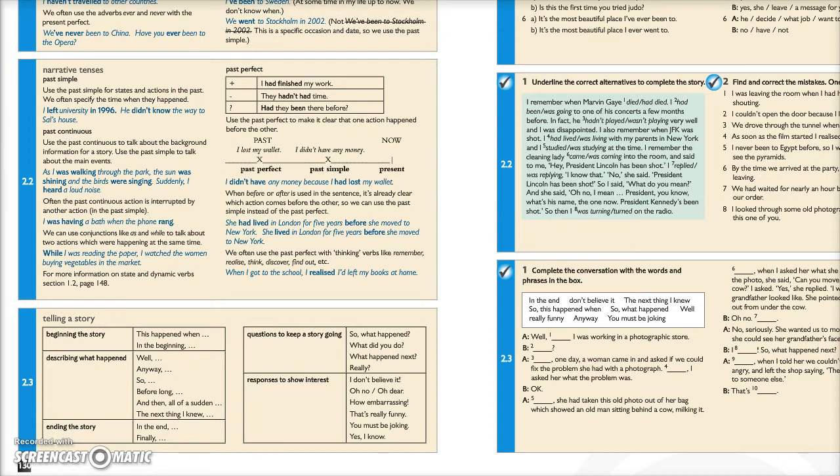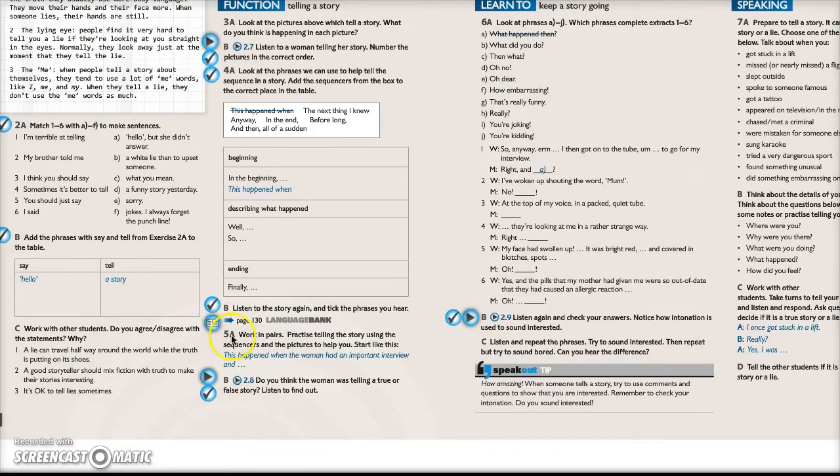And then we go back to lesson 2.3. Next, exercise 5A is supposed to be done in class, if any. 5B has a question for you. Do you think the woman was telling a true or a false story? And then you're going to find out by just clicking here and listening to the second part of the audio file. Now, if we move to the next activity, 6A, it says keep a story going, remember.